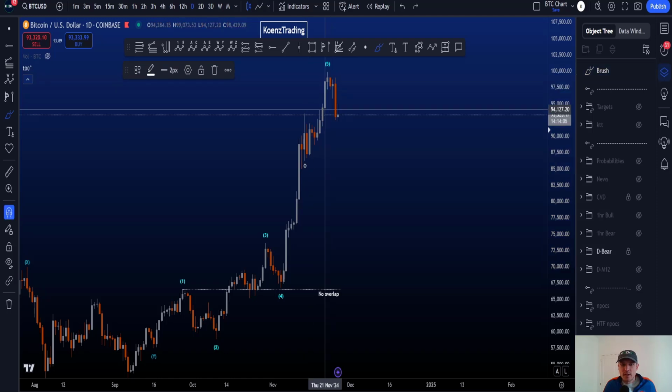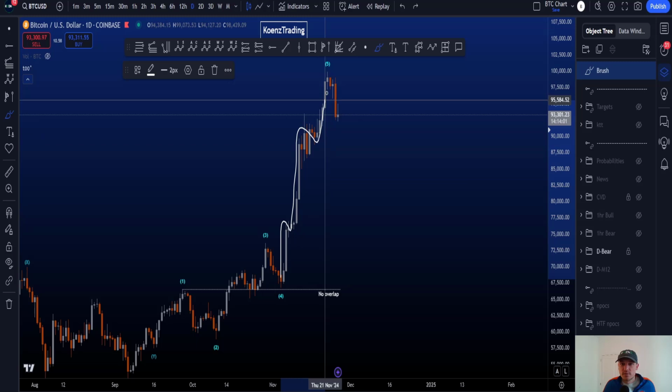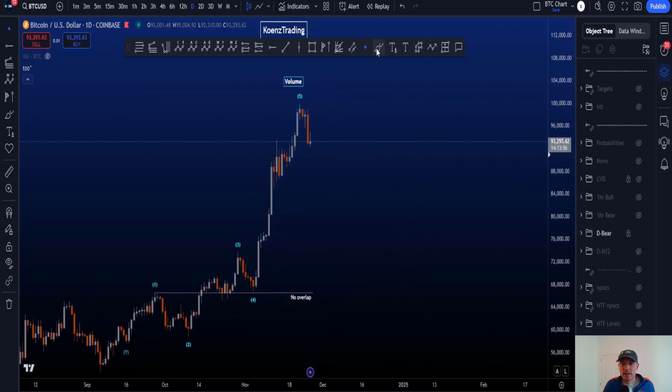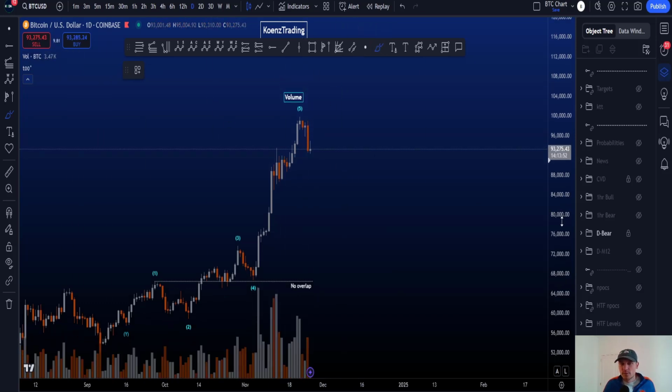And then you have your wave 5 to the upside, which then has to be counted as 1, 2, 3, 4, 5, a finished impulse extended wave 5. Now an extended wave 5, however, is a lot less common compared to an extended wave 3. An extended wave 5 is rare.